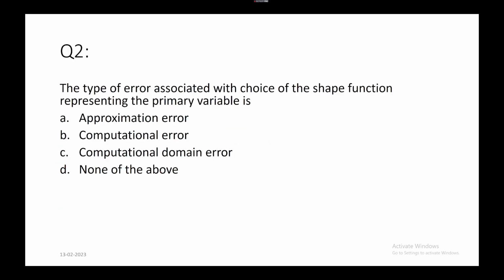The type of error associated with the choice of the shape function representing the primary variable. Which of the following is the answer for this question? The first one is approximation error. Second is computational error. Third one is computational domain error. Fourth is none of the above. So can you take a guess? The type of error associated with the choice of shape function. Sir, approximation error, A. Okay, approximation error.